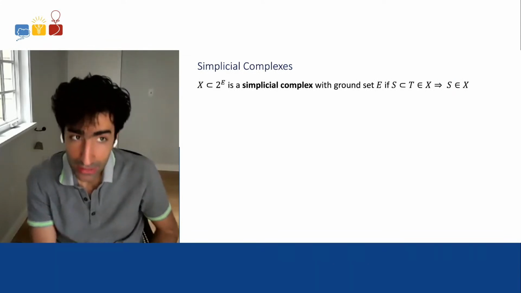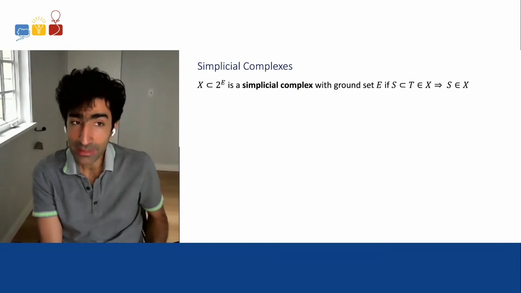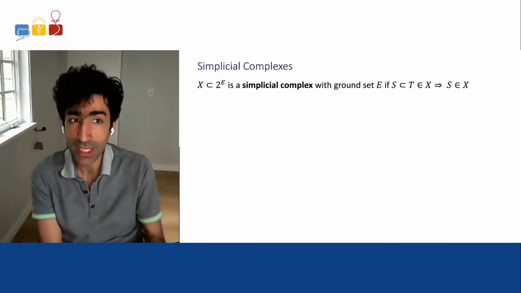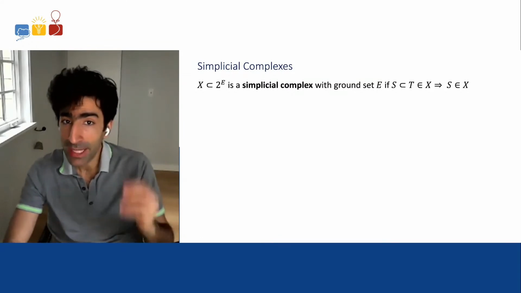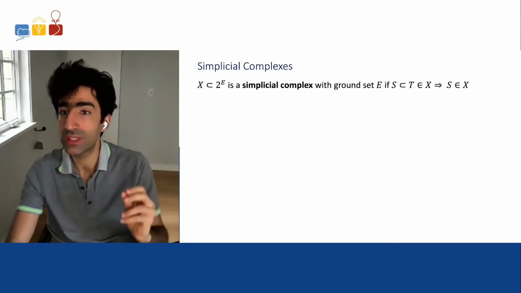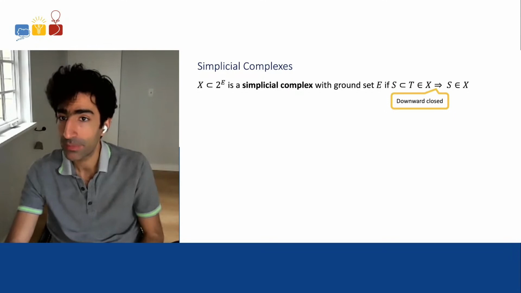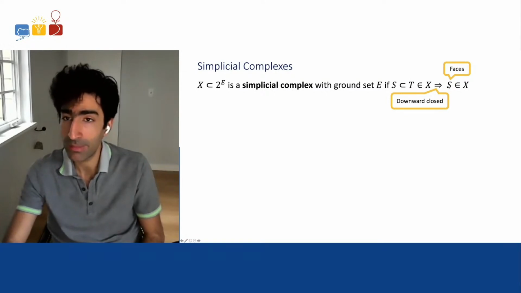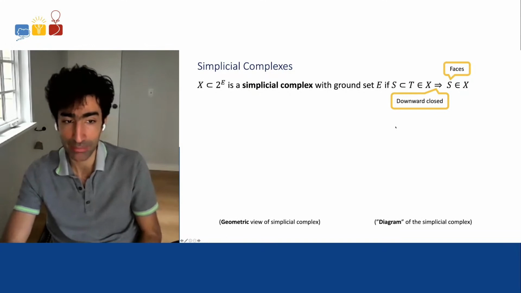Let's say you have a ground set E of elements. A simplicial complex is basically a family of subsets of this ground set, where the main property is that it's downward closed, meaning that if you have a set in your family, you have all of its subsets. The sets in my family are called faces. So anything in my family is called a face. Let me show you an example.